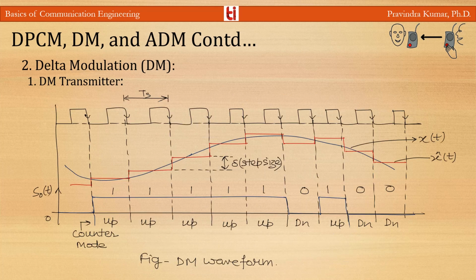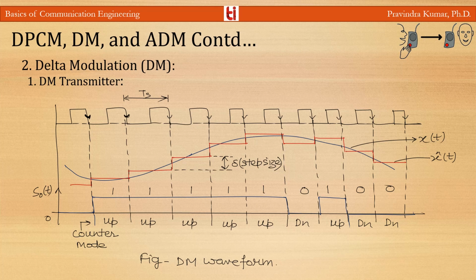You can see in this graph the counter output increments by 1 if S0(t) is 1 and decrements if S0(t) is 0 at the falling edge of the clock pulse. So this is decided at the falling edge of the clock pulse.